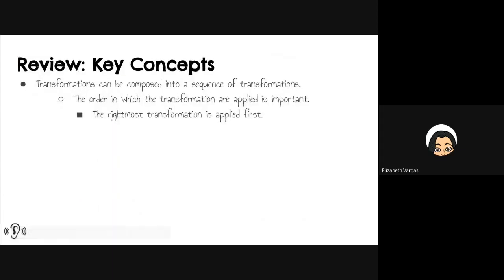And so today we reviewed transformations, and we reviewed that transformations can be composed into a sequence of transformations. The order in which transformations are applied is very important, and the rightmost transformation is always applied first. So basically, that's the big takeaway about composing transformations. The order is very important, and the rightmost transformation always comes first. Are there any questions about any of this?